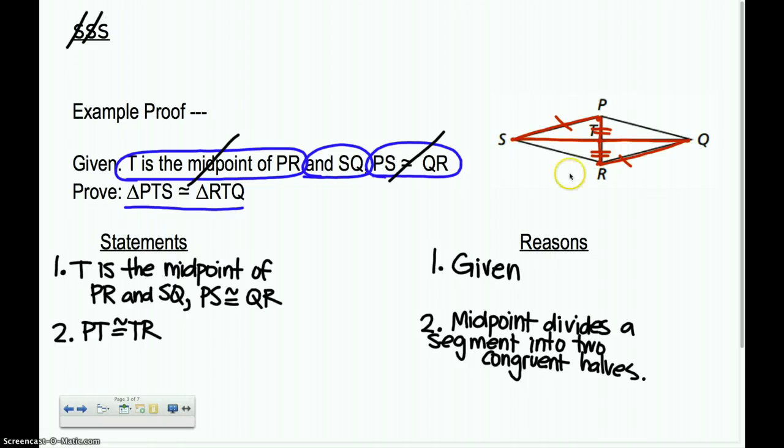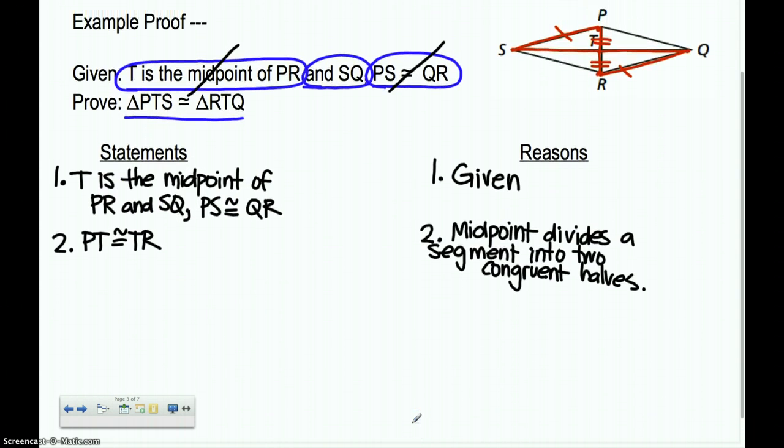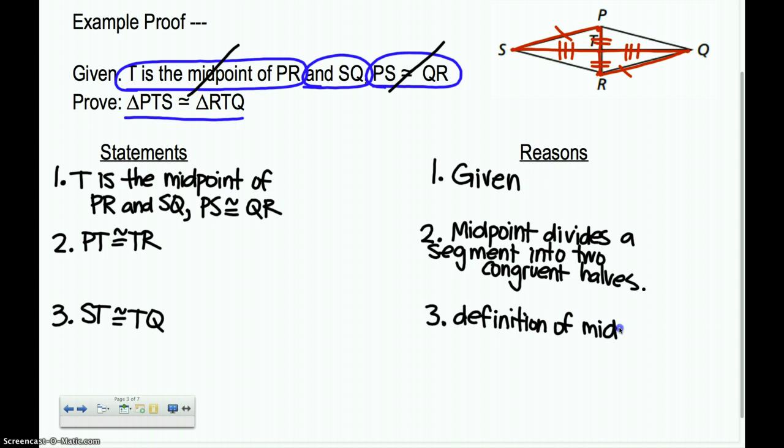Fortunately, we have one more piece of information left in our given that we can use up. Okay, I'm going to scroll down a tiny bit here. We still have to talk about T being the midpoint of SQ. T divides SQ exactly in half. Because T is the midpoint, we know that ST is congruent to TQ. Why? Because a midpoint divides a segment into two congruent halves. What we're using here is the actual definition of midpoint.